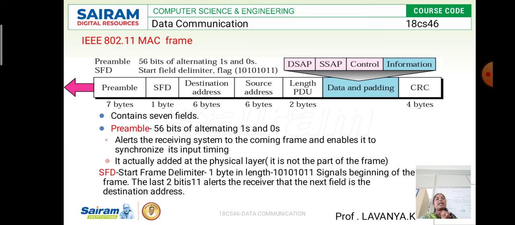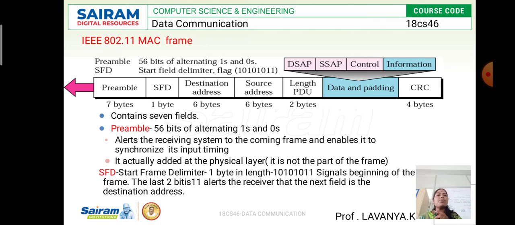See, the data here carries the data from the upper layer protocol, and the minimum data will be 46 bytes and the maximum will be 1500 bytes. This is the range of the data we are going to use. The minimum range is 46 bytes and the maximum range is 1500 bytes. This information we are going to store in the data and padding.